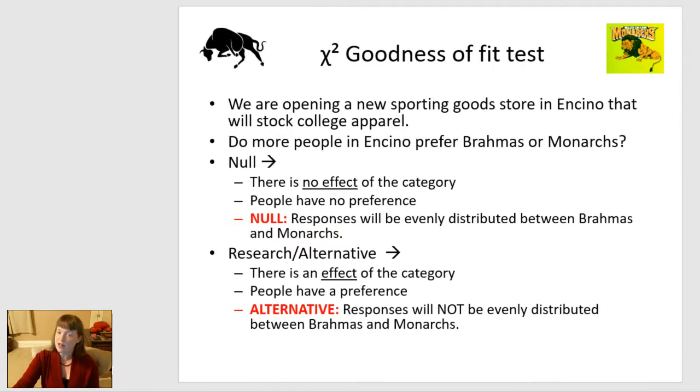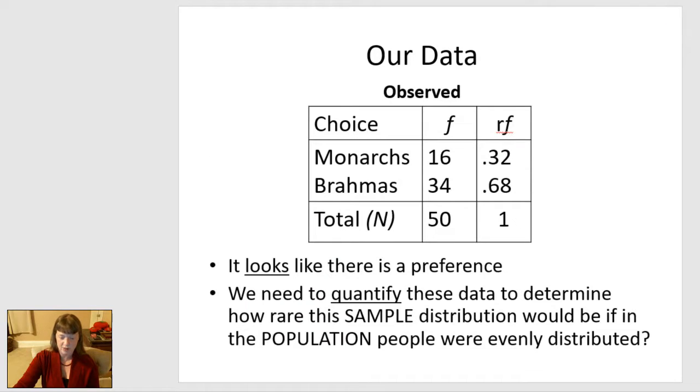And so then let's look at our actual data with a frequency distribution. And what I can see here is there certainly seems like there's a preference, right? More people in my 50-person sample are choosing the Brahmas over the Monarchs. But this could be sampling error, right? These 50 people aren't all the people in Encino. A whole lot more people live in Encino than just 50 people, right? And so this could just be sampling error, which is why I have to do a null hypothesis significance test, where I create competing hypotheses.